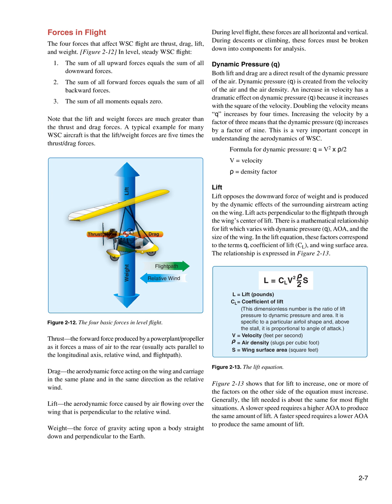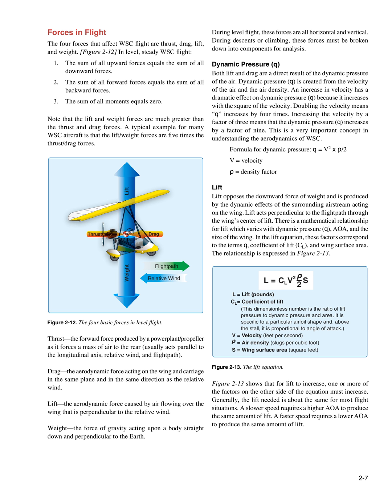Lift. Lift opposes the downward force of weight and is produced by the dynamic effects of the surrounding airstream acting on the wing. Lift acts perpendicular to the flight path through the wing's center of lift. There is a mathematical relationship for lift which varies with dynamic pressure, Q, and the size of the wing. In the lift equation, these factors correspond to the terms Q, coefficient of lift, CL, and wing surface area. The relationship is expressed in Figure 2.13.